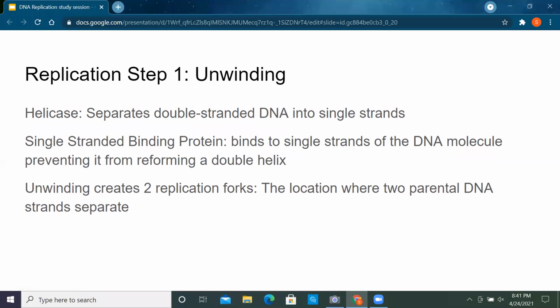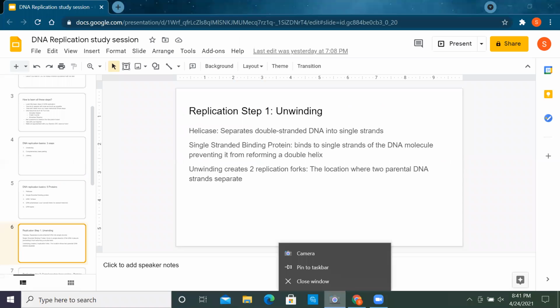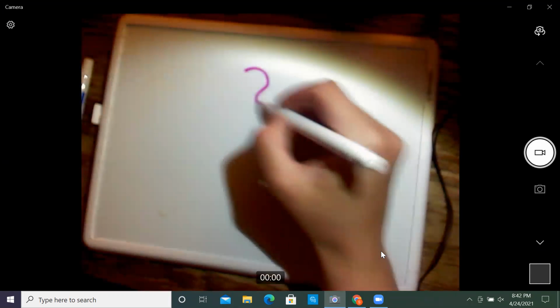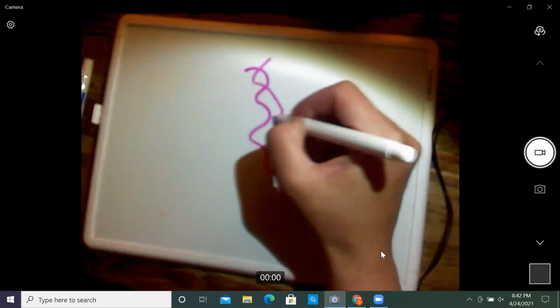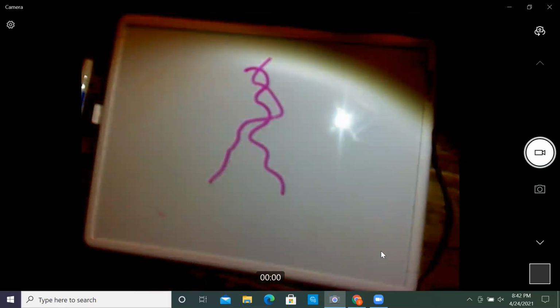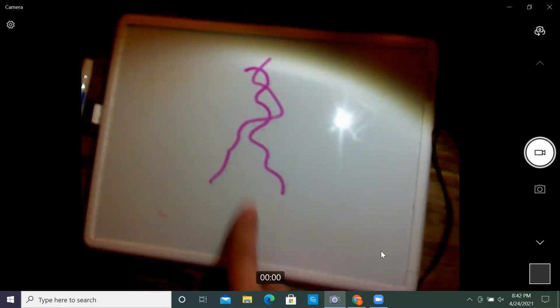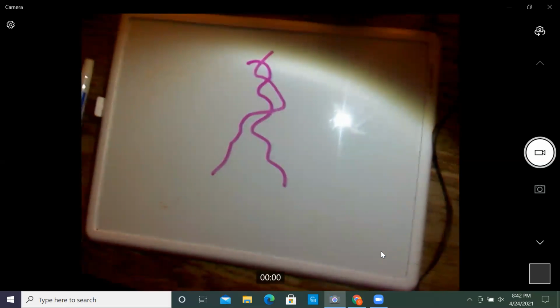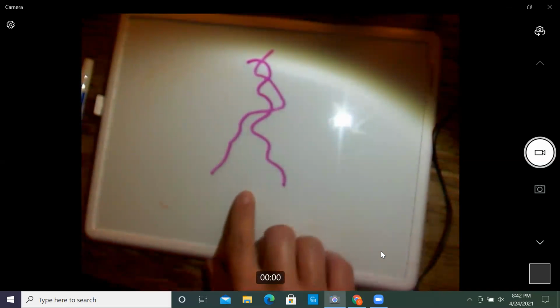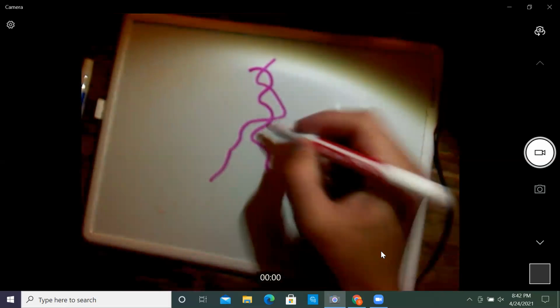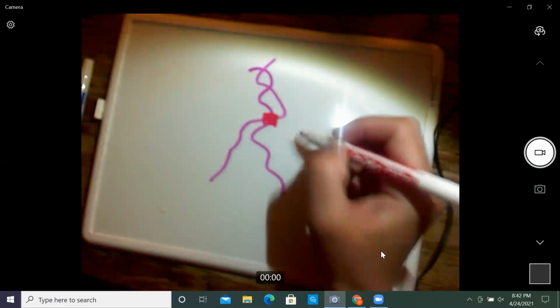Let me give you an image. All right, give that a second to turn on. There it goes. All right, so we've got a double helix here. There we go. Whoops, wonky, doesn't matter. So this is my unwound portion here. Sorry, it's blurry. So this is my unwound portion here, helicase. We'll just pretend that's helicase, right?